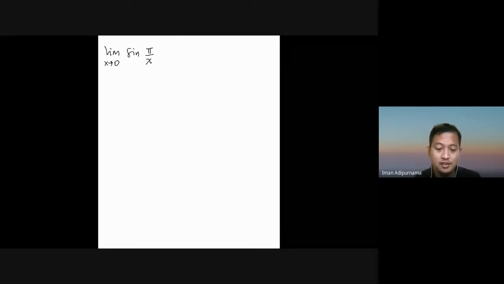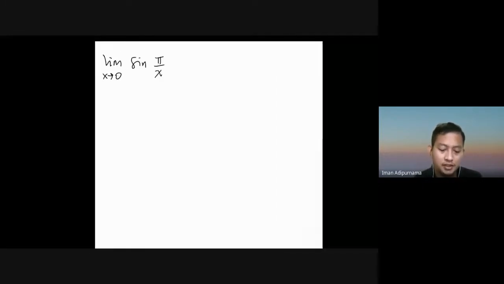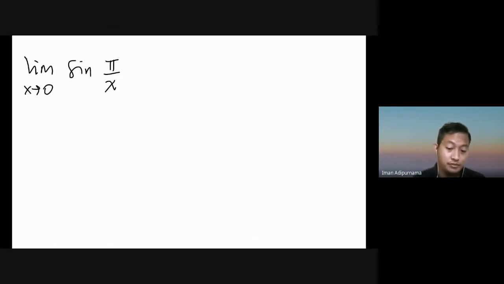Another one that is also interesting. If you have the limit as x approaching 0 for sine pi over x. Now, it's not sine pi but over x. It is sine, and I will maybe make a bracket here to make it obvious that the sine is a function. Okay, so sine of pi over x. Okay, not sine pi over x.